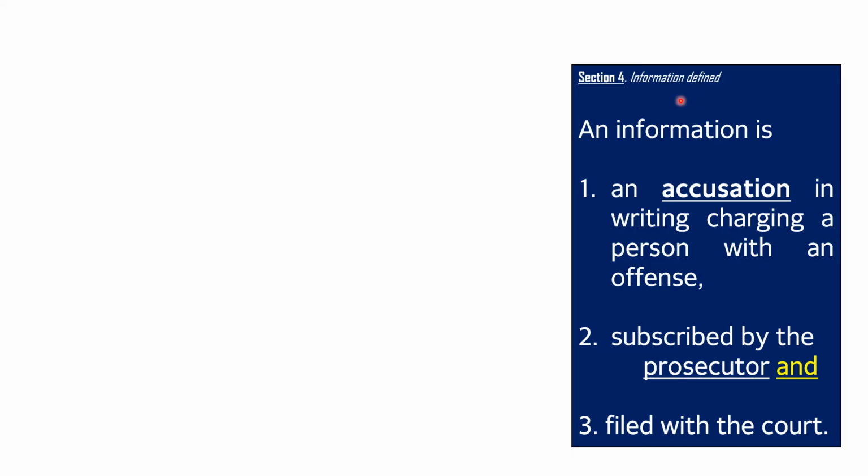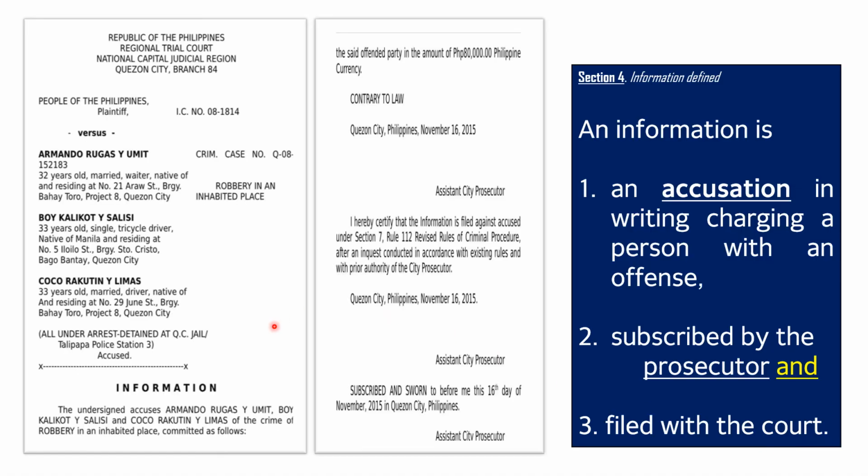Let's go to section 4, the definition of your information. It is an accusation in writing charging a person with an offense subscribed by the prosecutor and filed with the court. So here is an example of your information. Again, take note of the caption and the general requirements, the plaintiffs and the accused, and you are accusing in writing these three individuals of the crime of robbery in an inhabited place. And sino ang nakapirma? Dapat ang nakapirma is the prosecutor. In our example, it is the assistant city prosecutor, and it must be filed in the court or with the court. In our example, branch 84 of Quezon City, because para magkaroon ng information, ang premise is tapos na ang preliminary investigation, tapos na ang executive determination of probable cause.